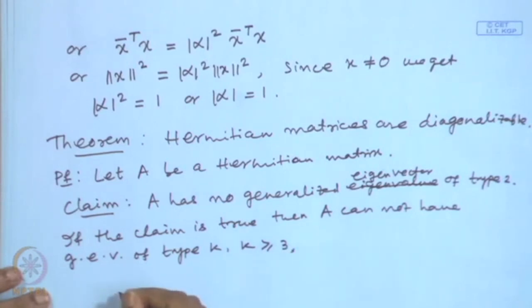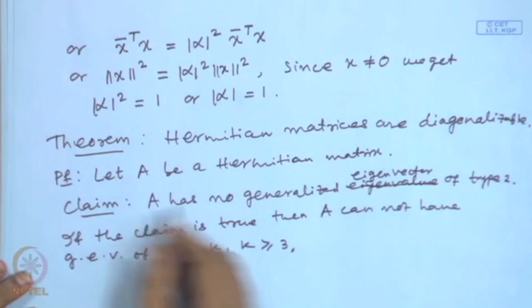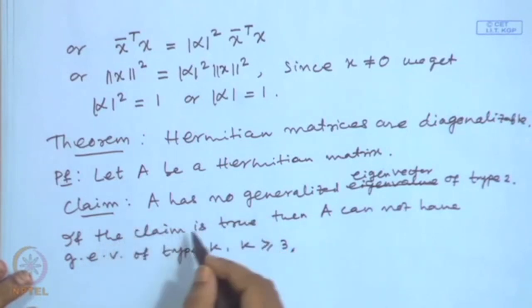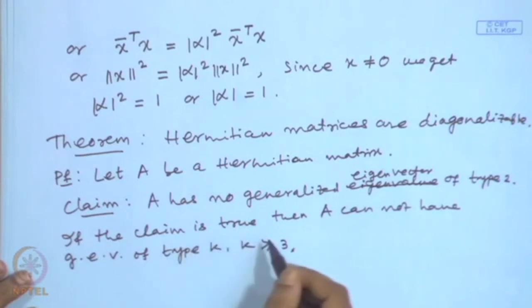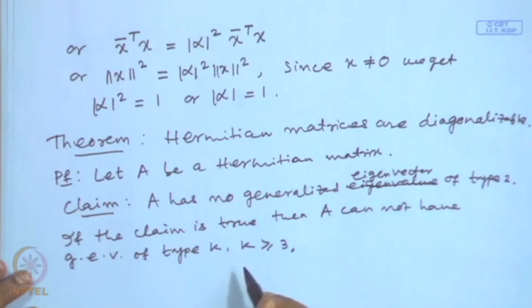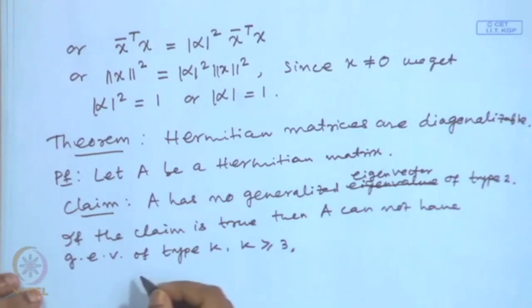Therefore, let us prove this claim. Once we prove this claim is true, then this matrix A will have only generalized eigenvectors of type 1, which are nothing but ordinary eigenvectors. So, this matrix A will have n distinct, linearly independent eigenvectors, and hence it will be diagonalizable. So, let us prove the claim.